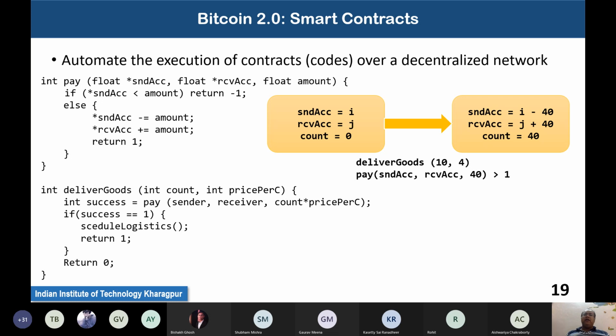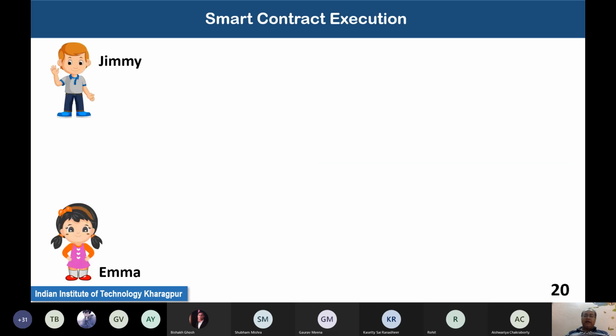And this concept of Bitcoin 2 actually introduced this idea of smart contract in the form of Bitcoin scripts. We will see later on how the Bitcoin script actually supports decentralized programmability, which was extended in the concept of blockchain. Now, let us see how these blockchains are helping in the smart contract execution.